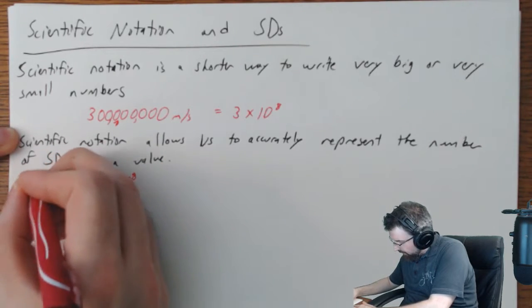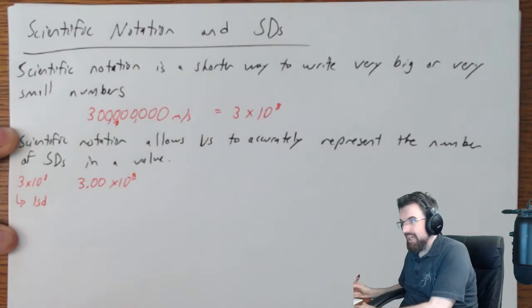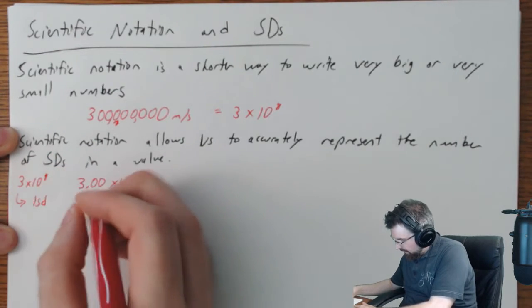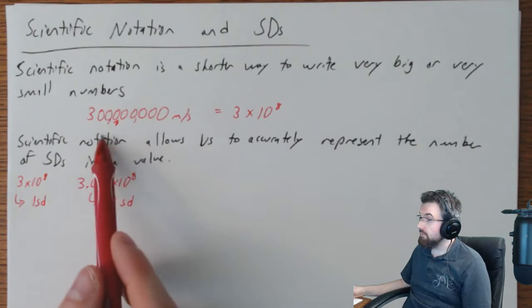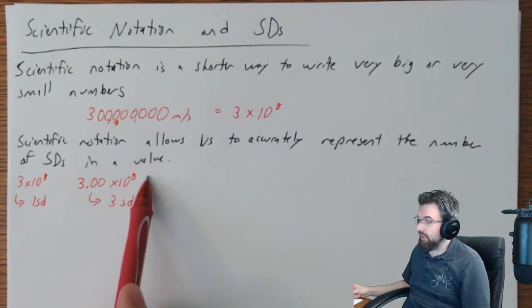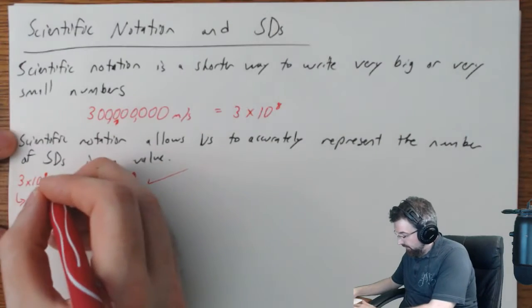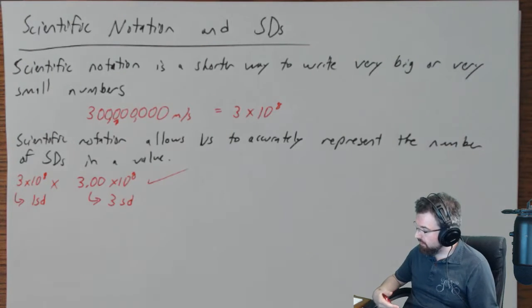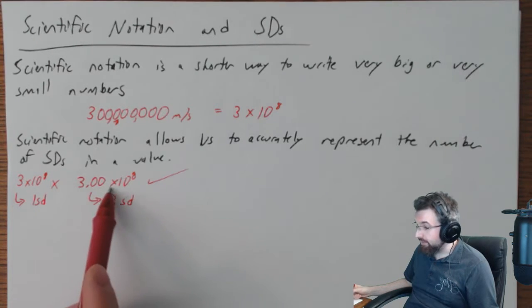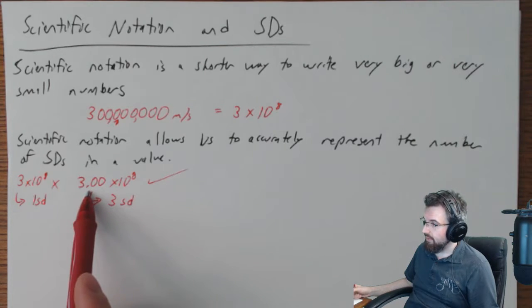Right, if I did 3 times 10 to the 8, this has 1 SD. That's not how many I want to have. If I do 3.00 times 10 to the 8, this now has 3 SD. It's the same number, but now we've written it to have 3 significant digits instead of 1. So this is what we want, and this is not what we want. Because when we use the value of the speed of light in a physics equation, when we put it at 3.00 times 10 to the 8, what we're saying is this value has 3 significant digits that we're sure of.